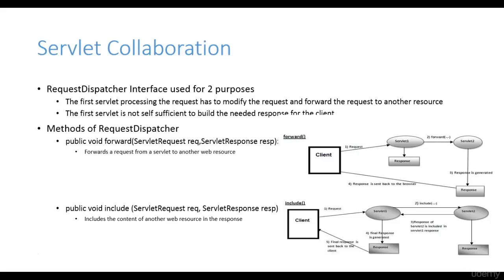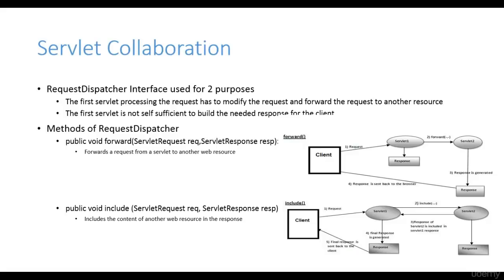Request dispatcher is used for two purposes. Firstly, when the first servlet processing the request has to modify the request and forward the request to another resource for further processing. Response from the second servlet is sent to the client. Request dispatcher provides a forward method for this.